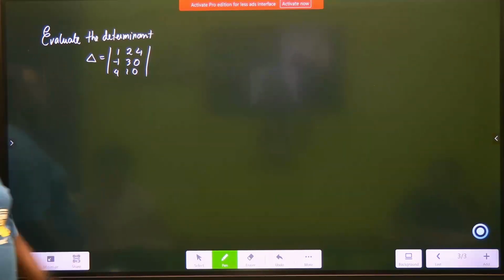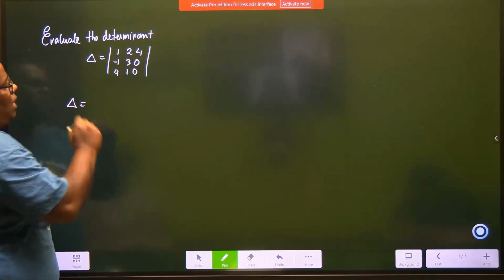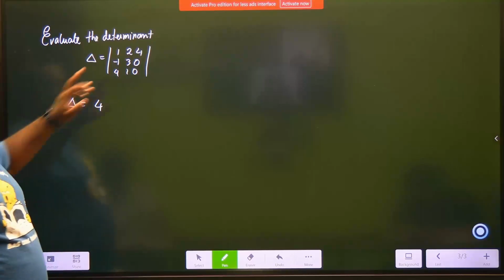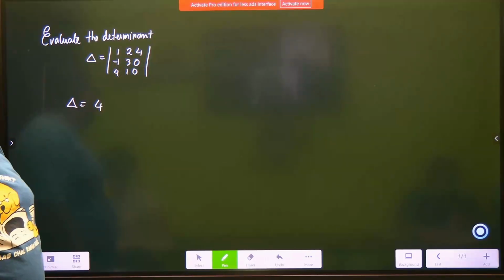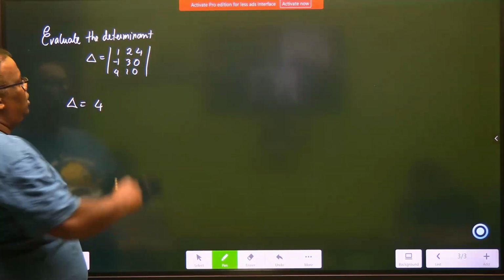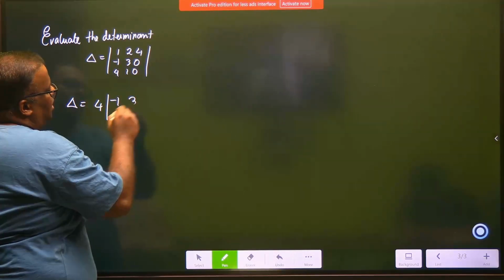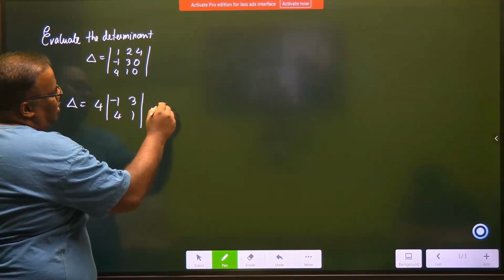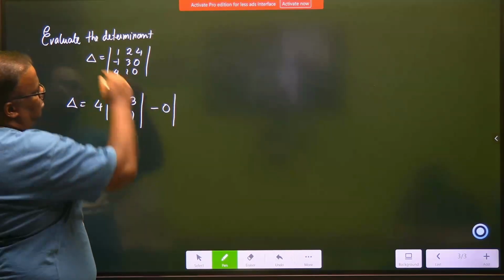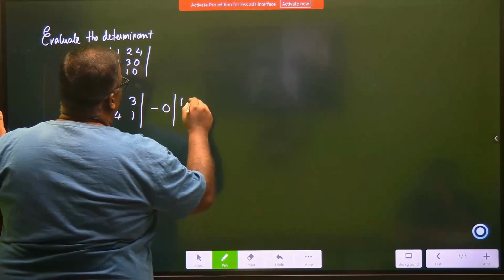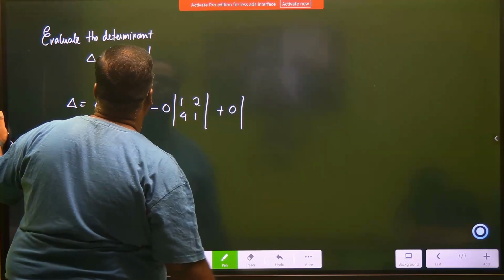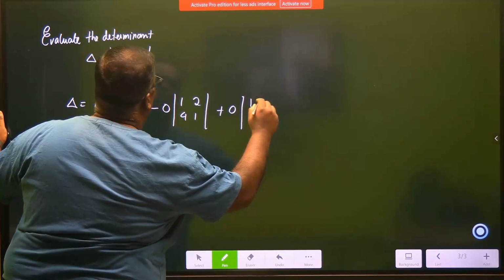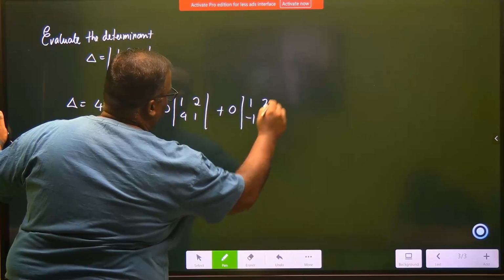I will like to expand it by the third column. That would be my easiest, right? So I write my determinant value is, I take 4. Children, position. 4 is always a positive number. Even, odd, even. So 4 will always be positive. 4, and then you have negative 1, 3, 4, 1. Then we have a negative 0, and obviously I'm writing still 1, 2, 4, 1, and then I have a positive 0, and with the positive 0 I would be having 1, 2, negative 1 and 3.